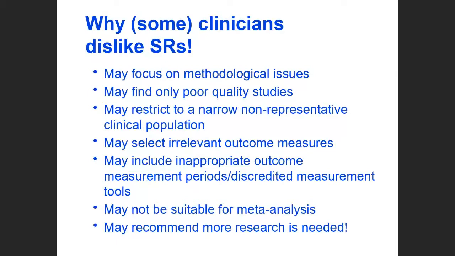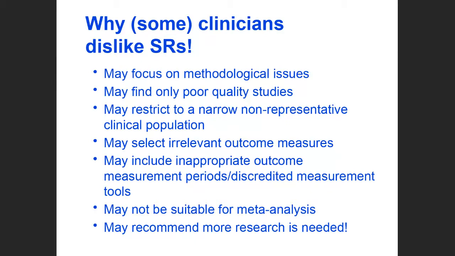So why is a systematic review not universally popular? Well, again, it's when they're done badly or they're not done in a helpful way. Systematic reviews that focus on their methodology aren't that helpful for clinicians who want to make a decision. Systematic reviews are only as good as the studies that they include, so they may find only poor quality studies.